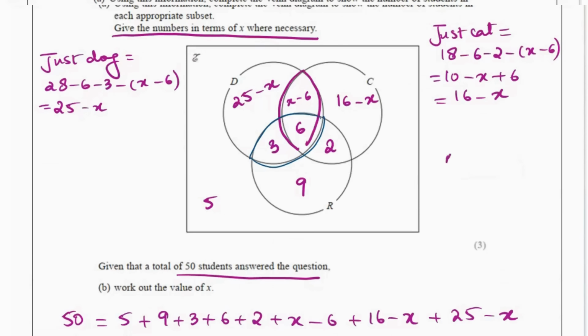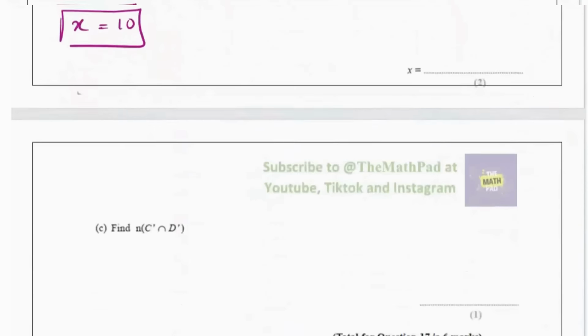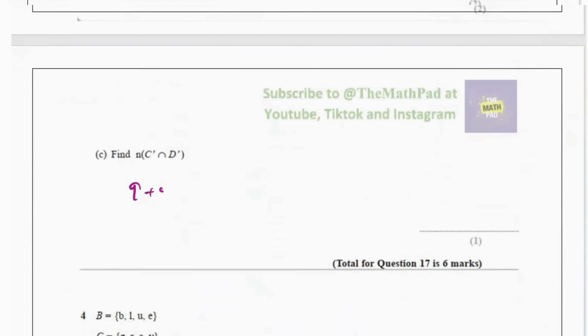Then find the number of C complement intersection D complement. Since we're talking about the number of C complement intersection D complement, that's basically the same as the number of C union D whole complement. So that's everything that's outside of C and D. So that's 5 and 9. So the number of elements is going to be 9 plus 5, which is 14. That's your answer.